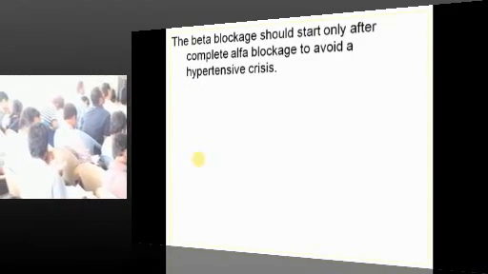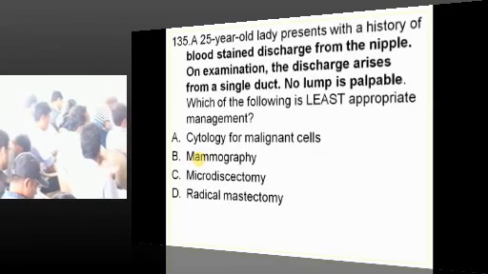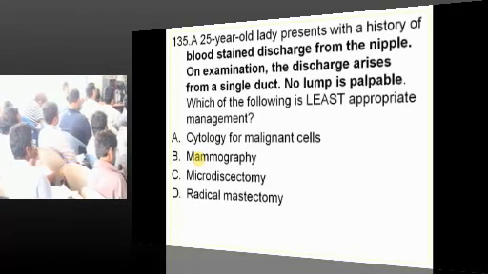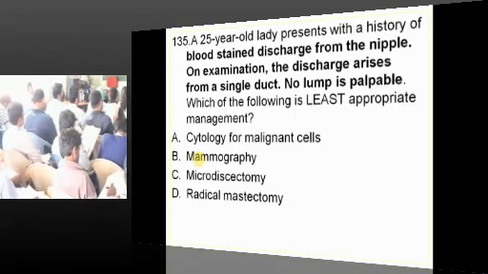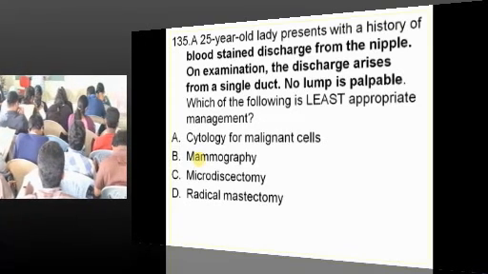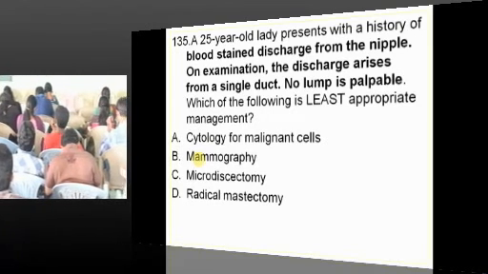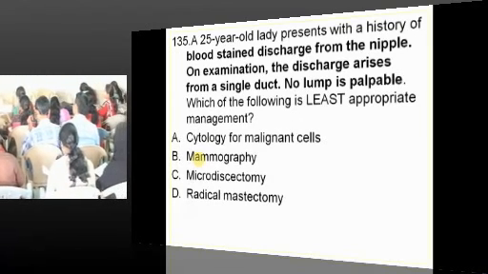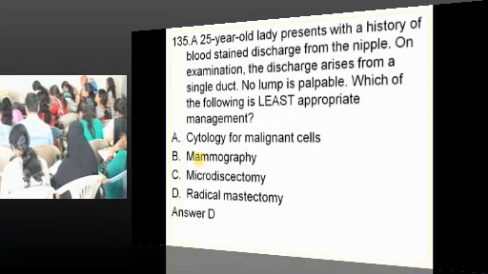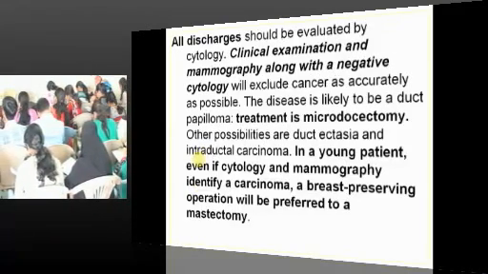Now, a 25-year-old with bloodstained nipple discharge. No lump is palpable. What is the least thing that you want to do for this patient? For a young 25-year-old female, even if breast carcinoma is found, you don't want to go for radical mastectomy. That's a very important point to be understood.